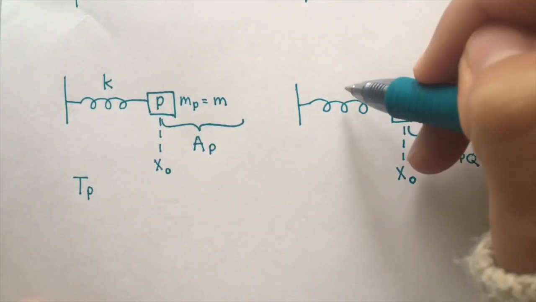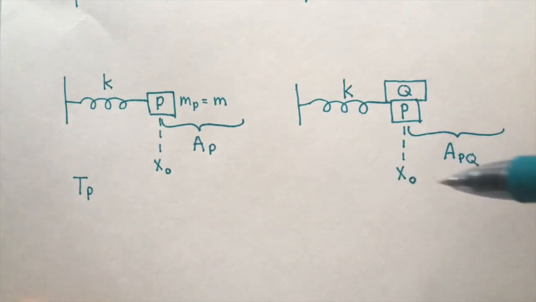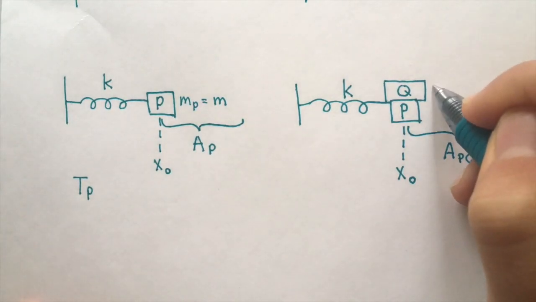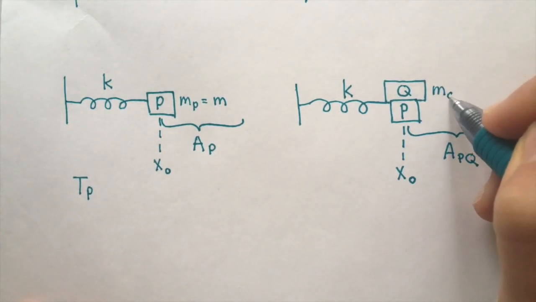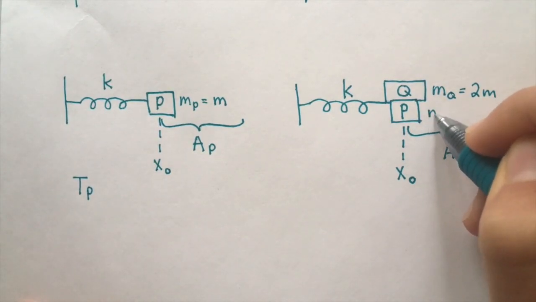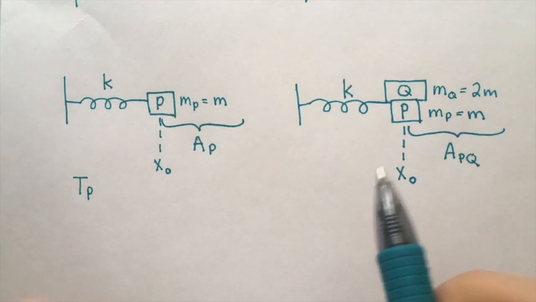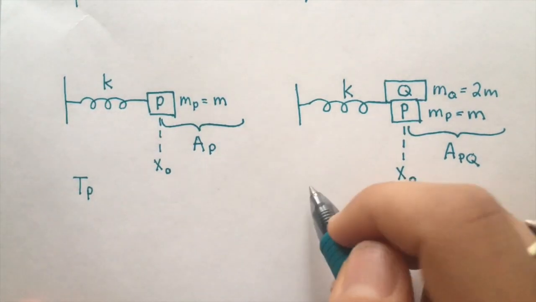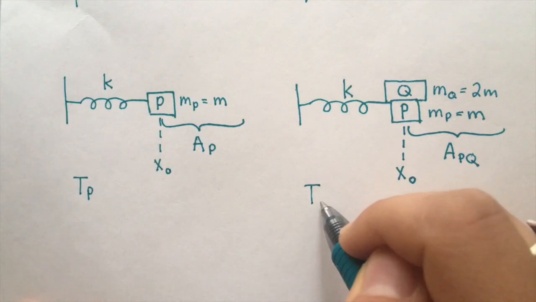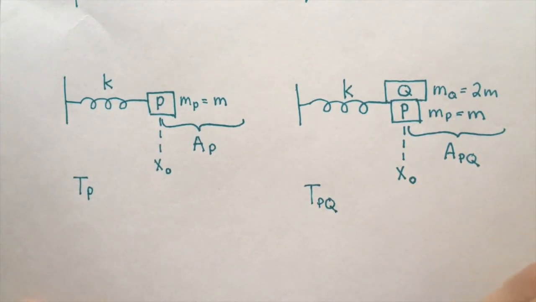The spring is the same spring, so the spring constant is still K. And we know that the mass of block Q is 2m, and we already knew that the mass of block P is just m. And this system over here is oscillating with a period of TPQ. Don't know if that's different from the first system, but that is what we know.